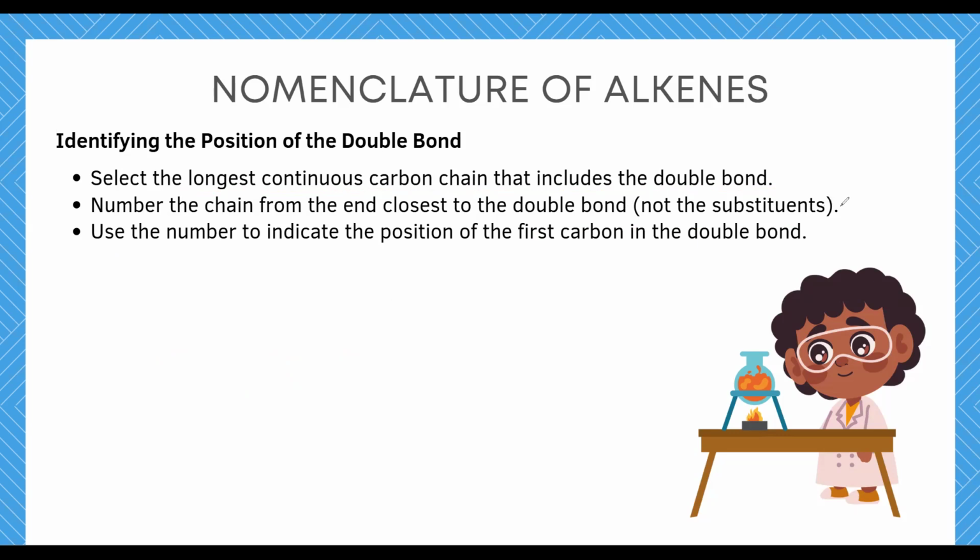So the next rule says number the chain from the end that is closest to the double bond, not the substituents. Did you hear that? Almost. I said number the chain. That's rule number 2. Number the chain from the end that is closest to the double bond. Did you hear that now?